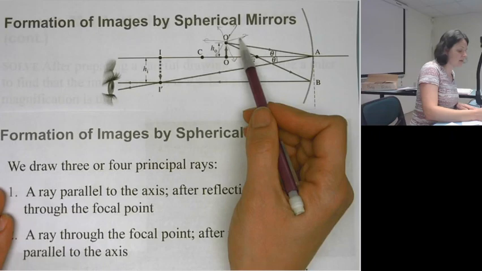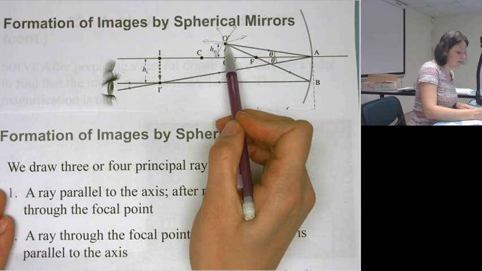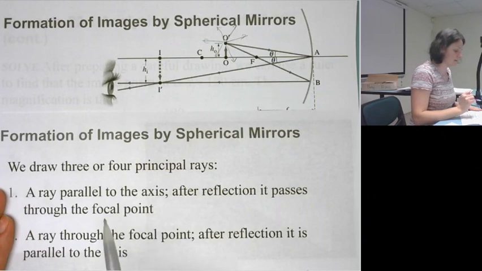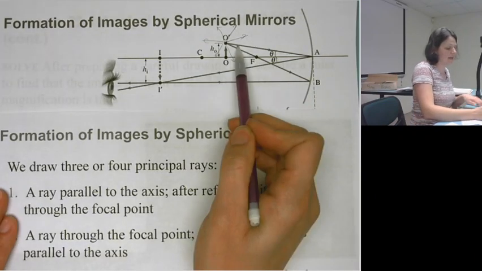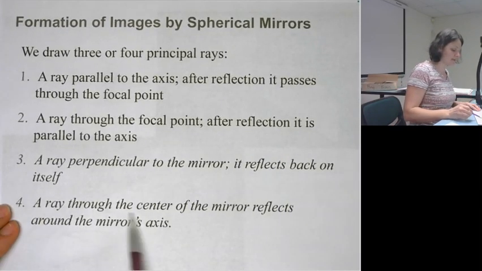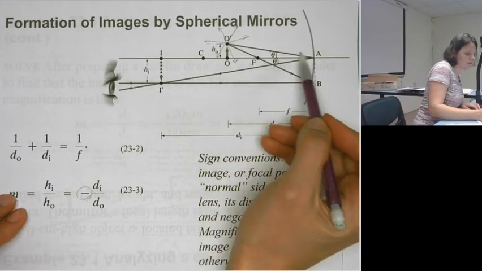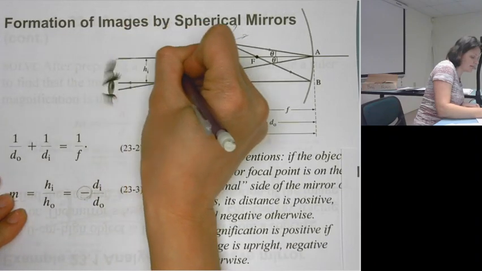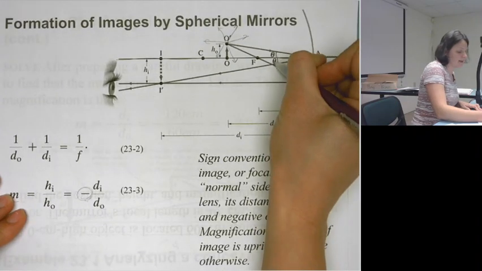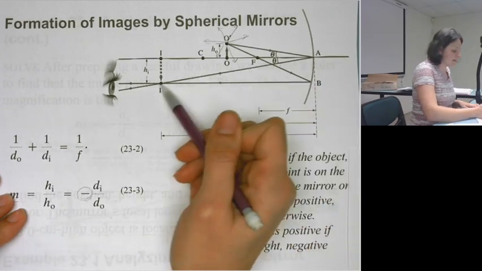So it's going to come out in all directions, and I'm going to pick this ray right here. So this ray is a ray that comes in, this one, through the center of the mirror, reflects around the mirror's axis. So it comes in through the center of the mirror. We can think about this line right here as being the mirror's axis. And this angle right here matches this angle right here. And then that ray is going to be traced out like that.